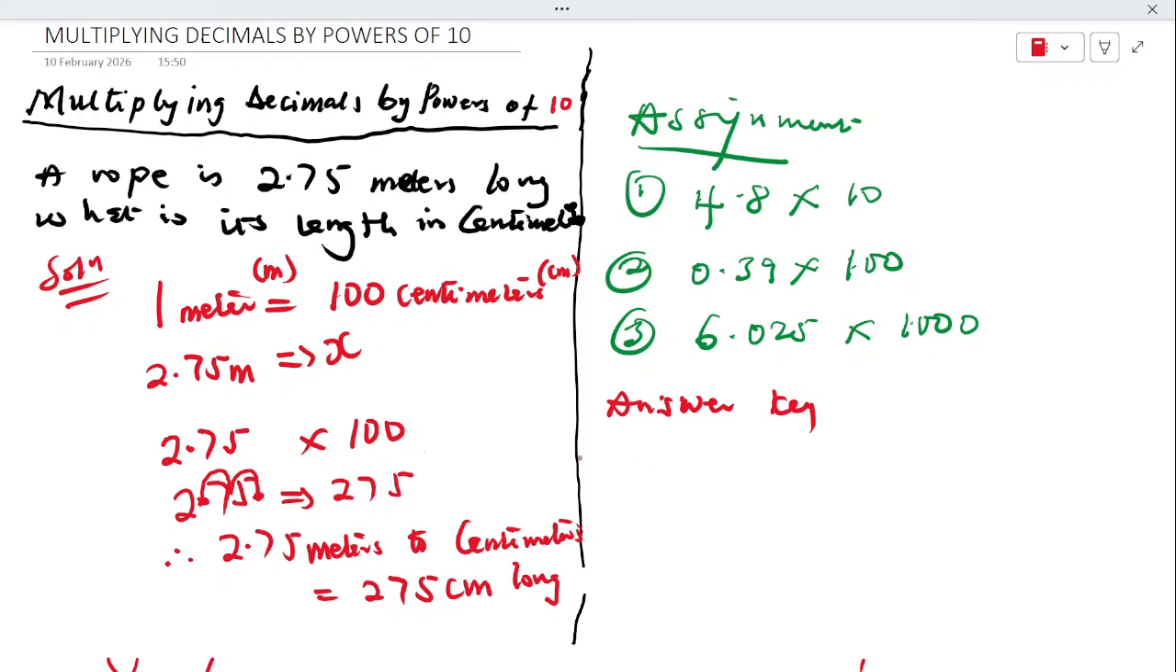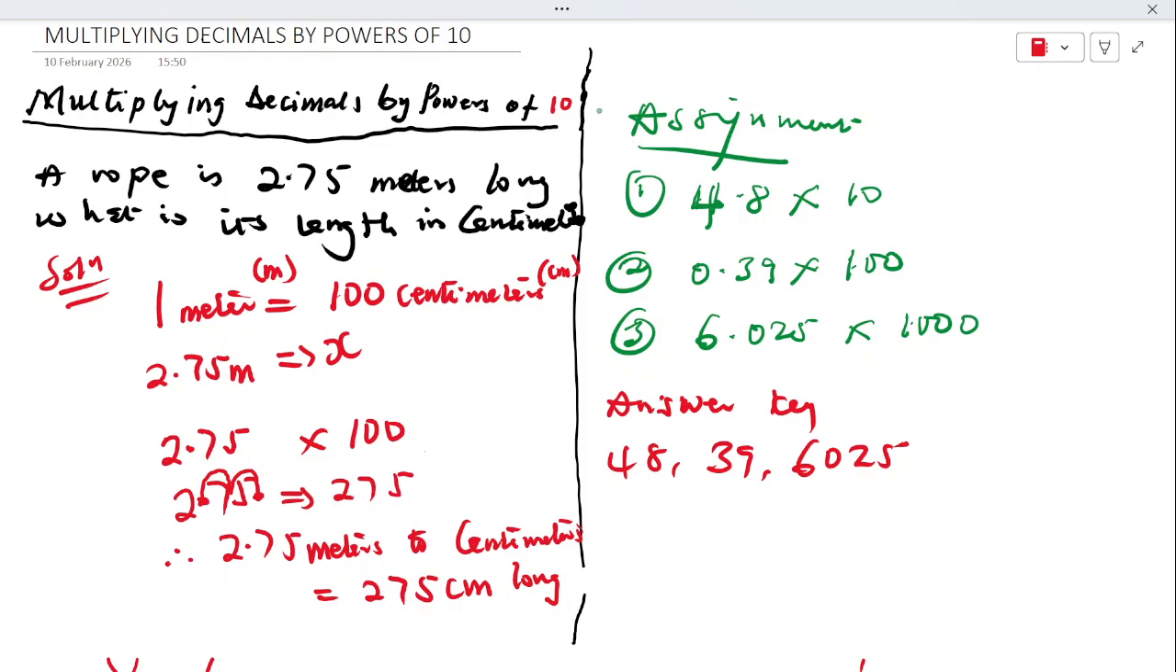So you can pause the video, solve this, and then the answer key is 48, 39, and then 6025. So you pause the video and then you solve those problems, come back and check if your answer is correct.